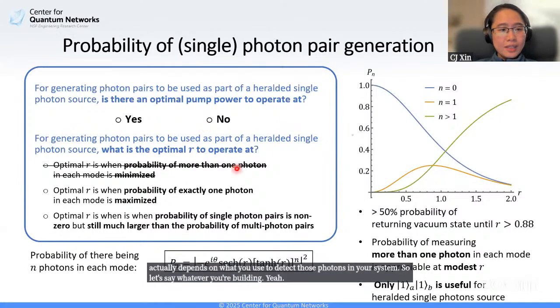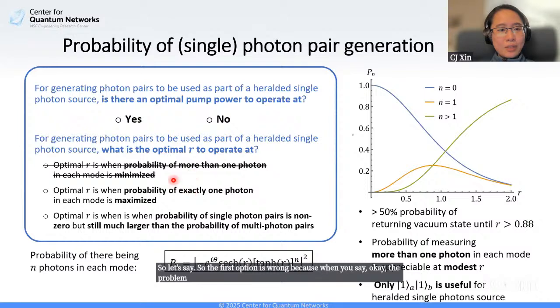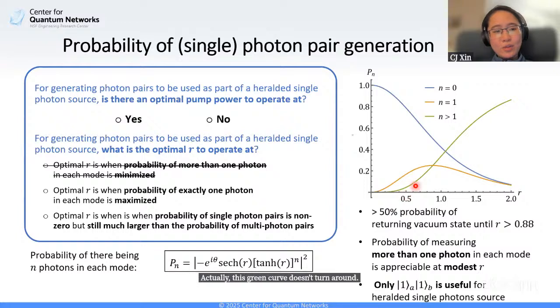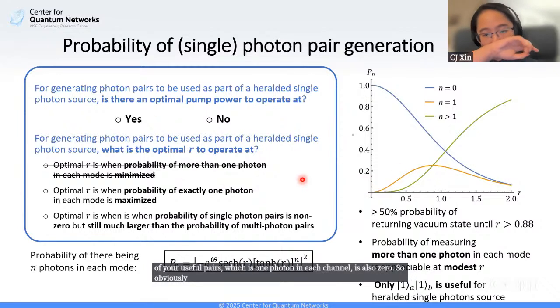The first option is wrong because when you say the optimal R is when the probability of more than one photon in each mode is minimized, you look at the green curve and you'll see that this green curve doesn't turn around. If you want to minimize this, you actually want R equal to 0, and unfortunately at 0 the probability of your useful pairs, which is one photon in each channel, is also 0. So obviously the first one is wrong.